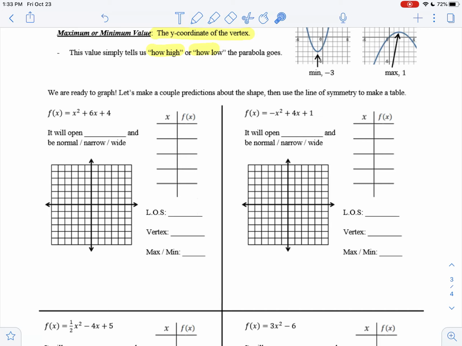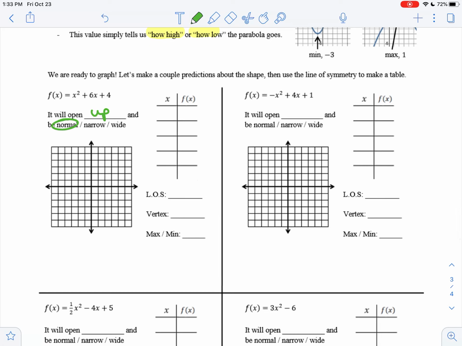So the first thing we're going to want to do in every graph is get the vertex so that we know what kind of numbers to put in our table. Okay, so this graph should open up. And the reason it should open up is the a is positive. It's 1x squared. And since a is just 1, it should be a normal width. All right, let's do the axis of symmetry first. So we can do the x equals negative b over 2a first. So that's negative 6 over 2 times 1, or x equals negative 3.